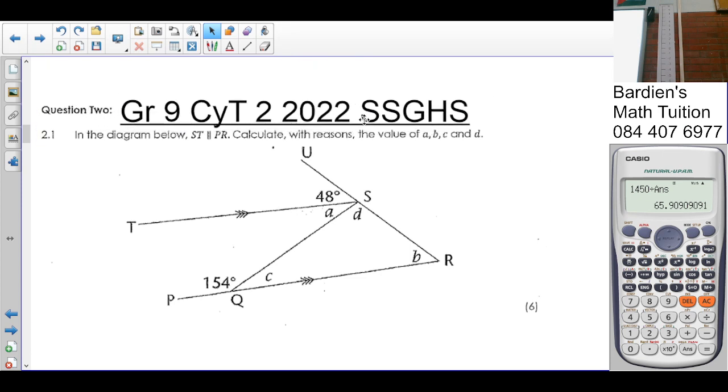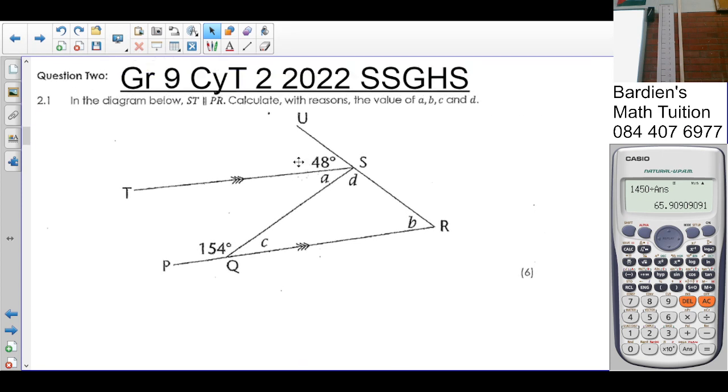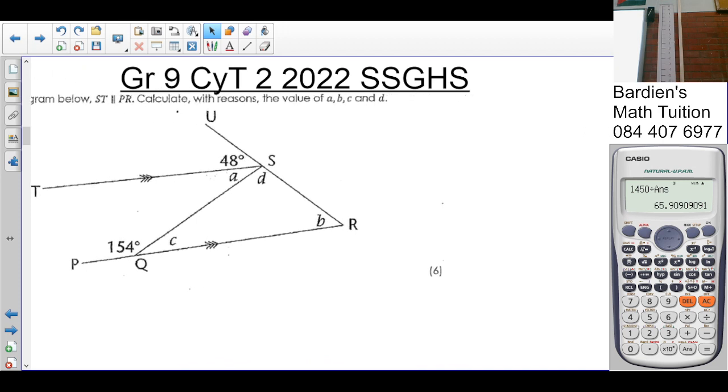In the next question, question 2, we are told that in the diagram below, ST is parallel to RP. Calculate, with the reason, the value of A, B, C, and D. So we're looking at A. I'm going to calculate A, going to the angles. Can you see that, people?